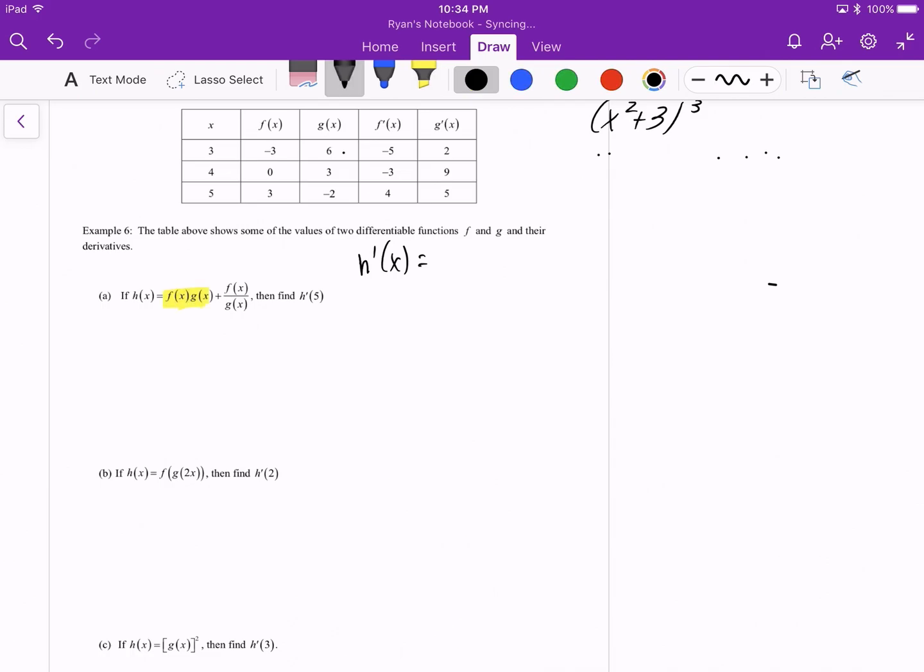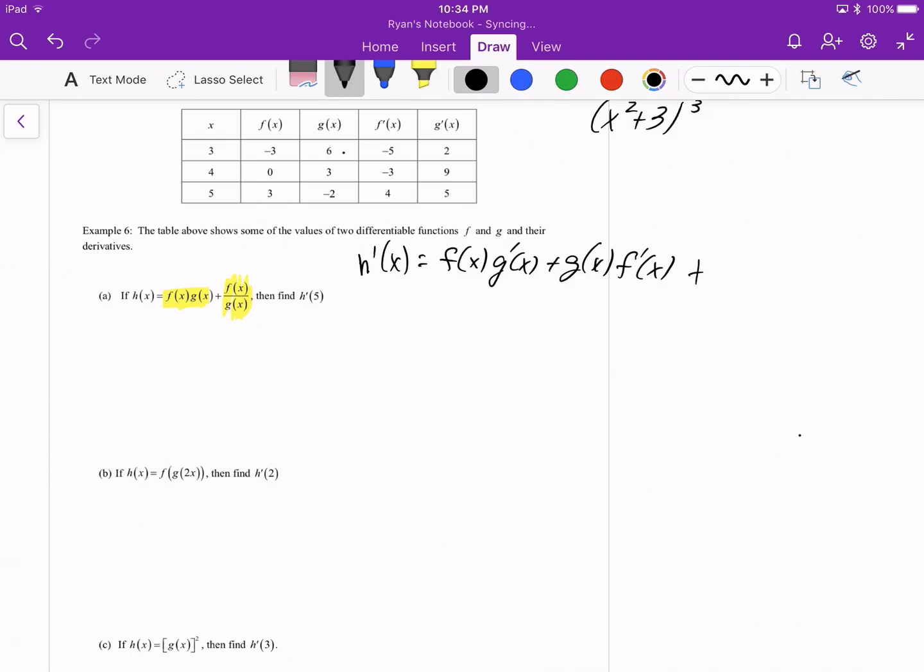Well, that's a product, and so in order to take the derivative of a product, I have to use the product rule. And so the product rule says the first times the derivative of the second plus the second times the derivative of the first. And so there is my derivative of that product portion of h of x. The second portion of h of x is this quotient. And so in order to take the derivative of that quotient, I have to use, of course, the quotient rule.